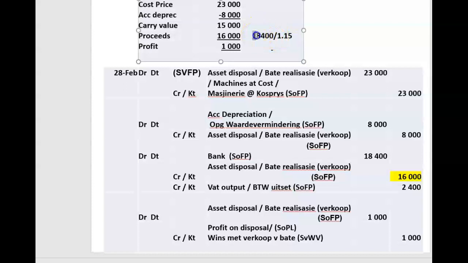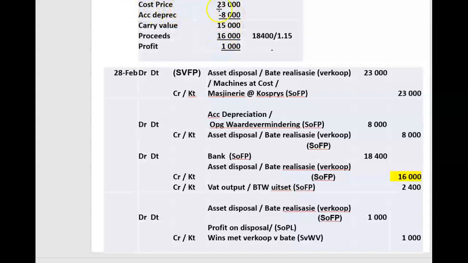The portion of the proceeds of 18,400 that belongs to you is only 16,000. So we received 16,000 for an asset in our books which is stated at 15,000. So obviously we received more, so we made a profit of 1,000 Rand. So let's follow the steps. Take the cost price of the asset out of the books.